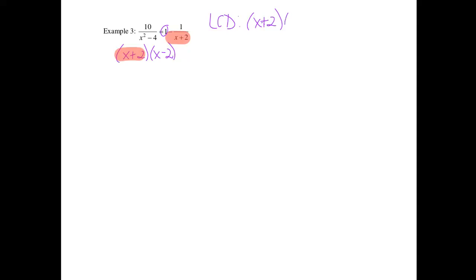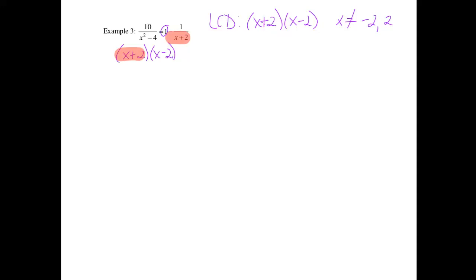We also see that there's an x minus 2 that was unhighlighted, and technically there's a denominator of 1, but if I choose to write that, it's not going to change anything. So I don't have to worry about that for the LCD. Excluded values, so we can come up and check those later. x plus 2 will get me a negative 2. x minus 2 will get me a positive 2. So we don't want to see a 2 or a negative 2 as part of our solution set.